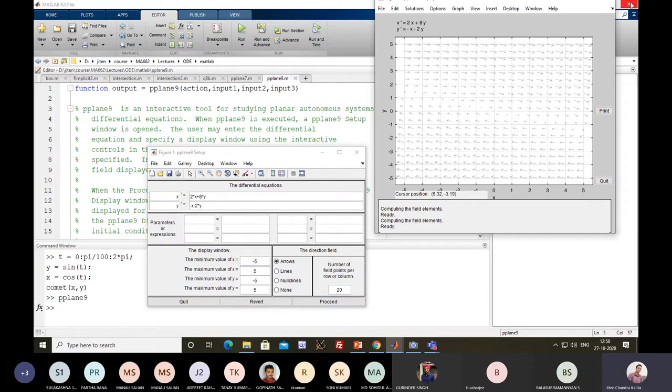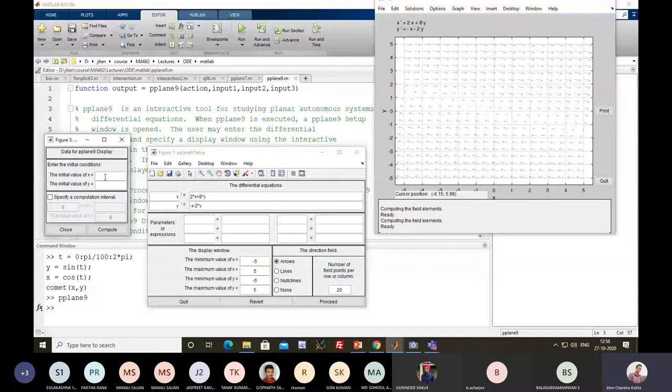Now let me try to find out the solution corresponding to, say, the initial value of x. I give it as minus 2, 1. Okay, so compute. See, it is an ellipse. The trajectory is an ellipse. Now let me check what happens if my initial condition is, say, a minus 1.